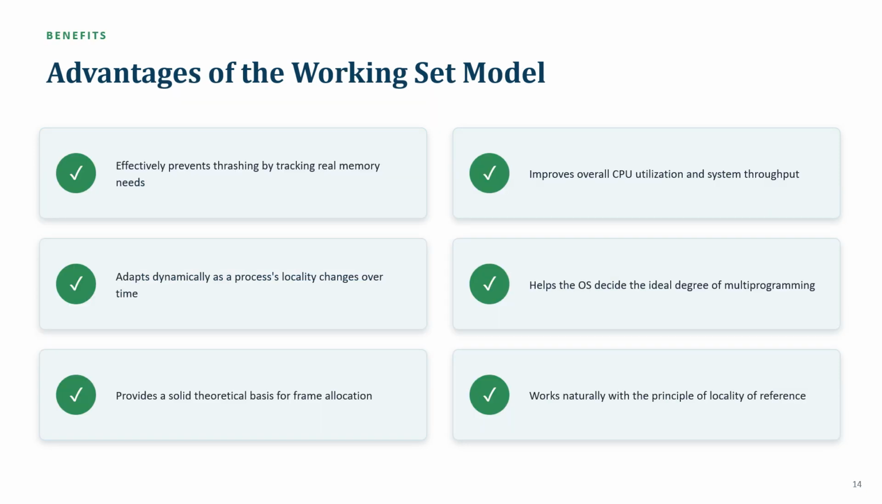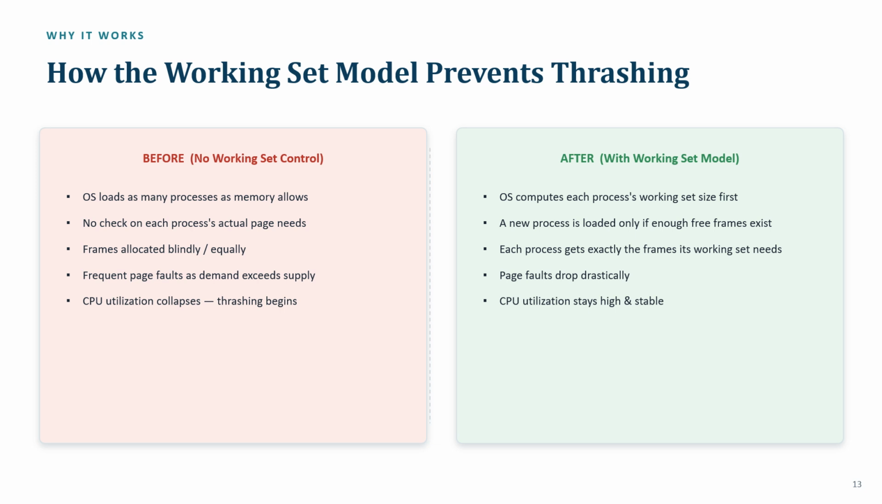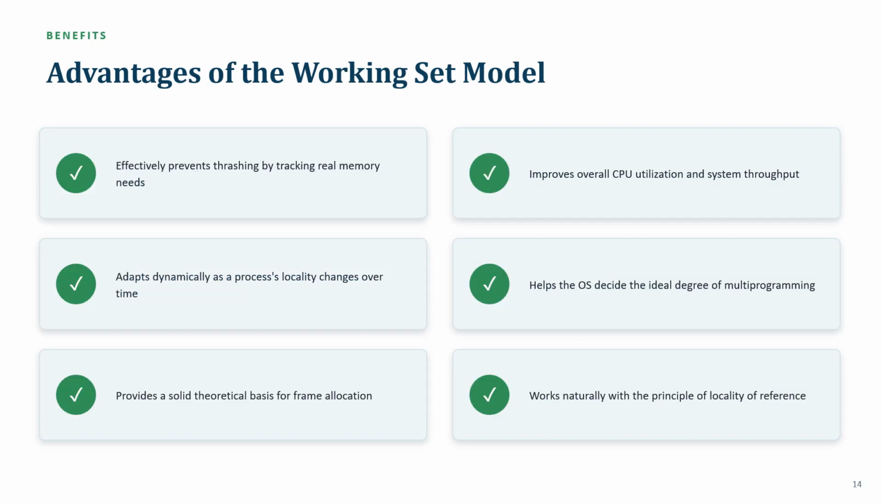Now, advantages of the working set model. It effectively prevents thrashing, which is a major advantage compared to before, when there were no working sets. Aside from that, CPU utilization is increased drastically. As a process moves through different phases with different locality patterns, the model updates automatically. It also helps the operating system decide the ideal degree of multiprogramming, how many processes it can safely run together. Here are all the advantages of the working set model.